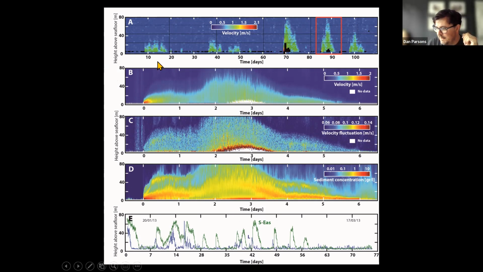In all of these, I should say, this is time in days along the bottom axis, and then height above the seafloor in each of the panels on the y-axis, and then the contours are different values of velocity fluctuation, which is a bit like a turbulence measurement. We only get a measurement every 10 seconds, so it's not the pure turbulence at high resolution, but it gives you an idea of the pulsing within the flow, I guess.